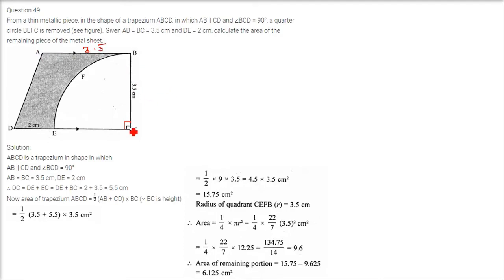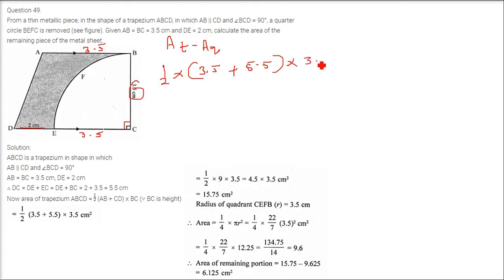So this is 3.5, so this will also be 3.5. So what we have to do here is area of the trapezium minus area of the quadrant. Area of the trapezium is what? Half into sum of opposite sides, 3.5 plus 2, because this is also 3.5, so radius will be 3.5. So 3.5 plus 2 is 5.5 into the height. What is the height in between? It is the distance between the parallel sides.